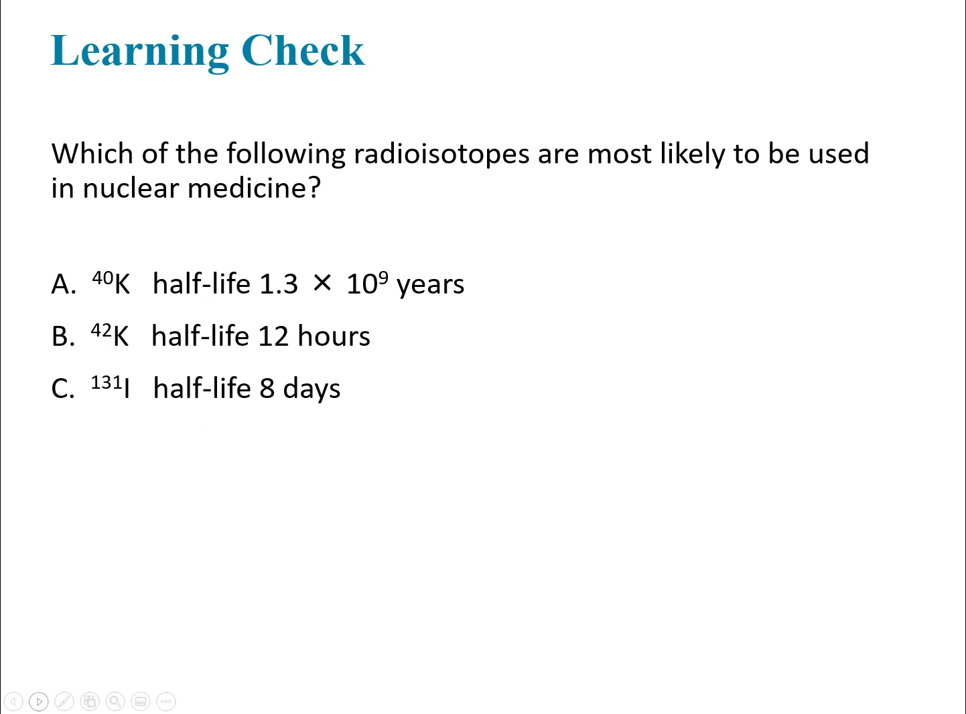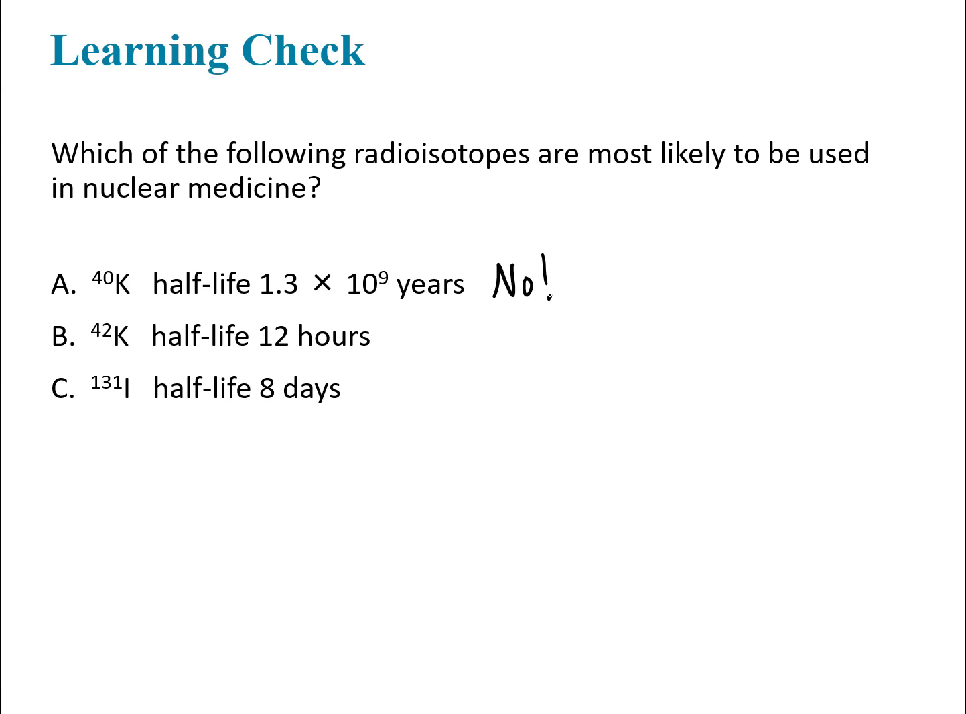So here's a quick learning check. Which of the following radioisotopes are most likely to be used in nuclear medicine? So for A, we have a half-life of 1.3 times 10 to the 9 years. Are we going to use that in nuclear medicine? Of course not. Way too long.